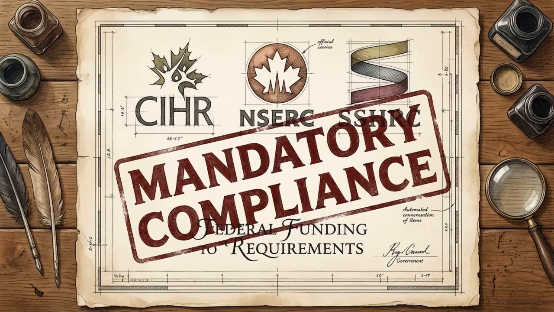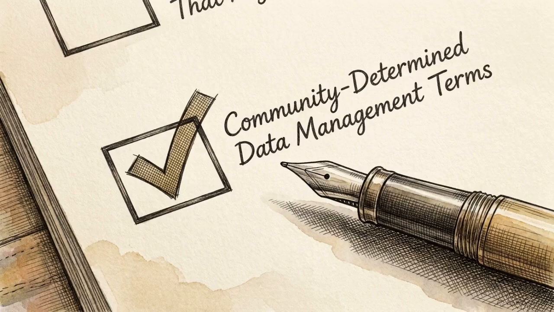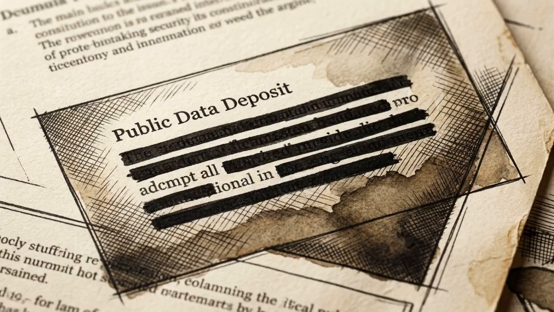These frameworks are no longer optional ethical guidelines. In 2021, the Canadian federal granting agencies, CIHR, NSERC, and SSHRC, rolled out the Tri-Agency Research Data Management Policy. For researchers seeking federal funding, this policy mandates that any data management plan involving Indigenous research must be co-developed with the community. The community decides how the data will be managed, and those terms must be explicitly detailed in the grant application. The policy also contains a critical exception.